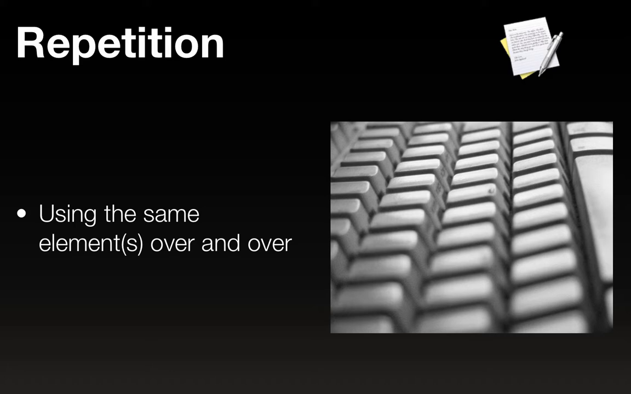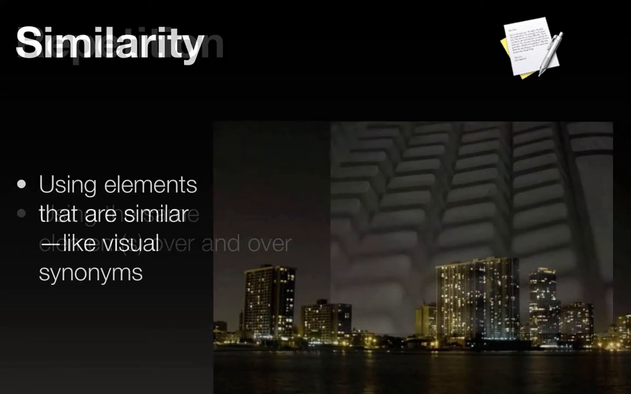Repetition is using the same elements over and over again in a composition. So when you're looking at a computer keyboard, and this one's starting to look a little dated these days, obviously the elements are a little different, but visually speaking, they become basically the same elements, even though each key is a little different.